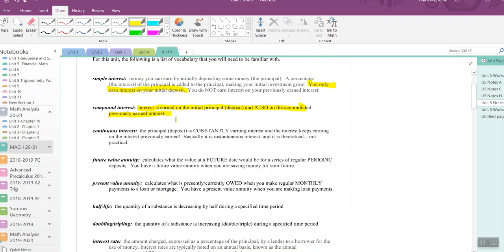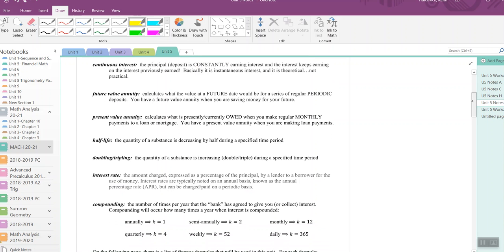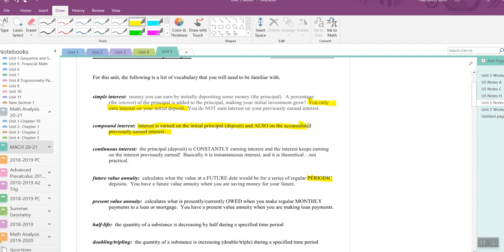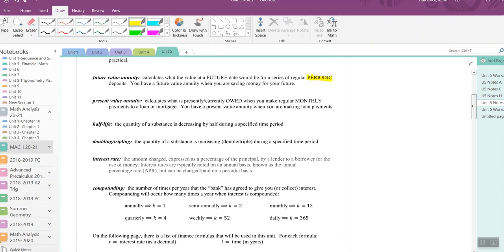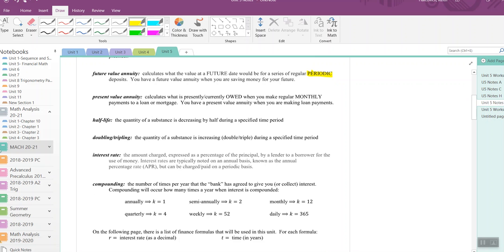Continuous interest is compound interest that is compounded continuously. It's constant. Future value annuity, that is an account where you make regular periodic deposits. That differs from compound interest problems because in compound interest problems you make just one deposit and you let the money sit there, whereas in future value you make regular periodic deposits. Present value, you make monthly payments. That's when you owe money. It's present value.